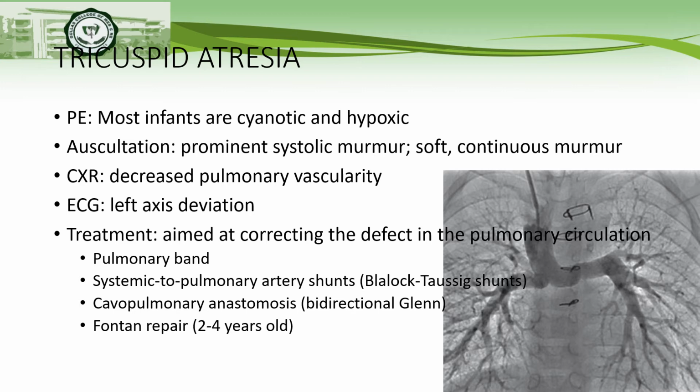The Fontan is usually performed when the child is between 2 to 4 years old and is generally successful if the infant was staged properly with a protected single ventricle and there is adequate pulmonary artery growth. Overall survival is as high as 80% and operative mortality at 2%.